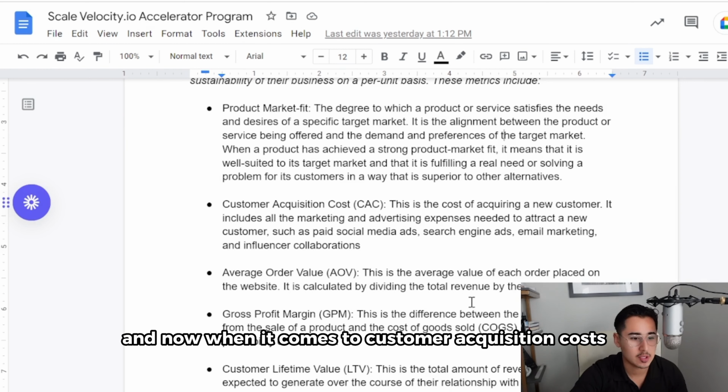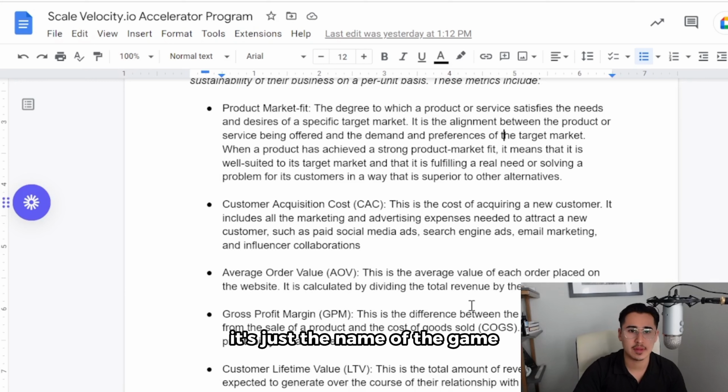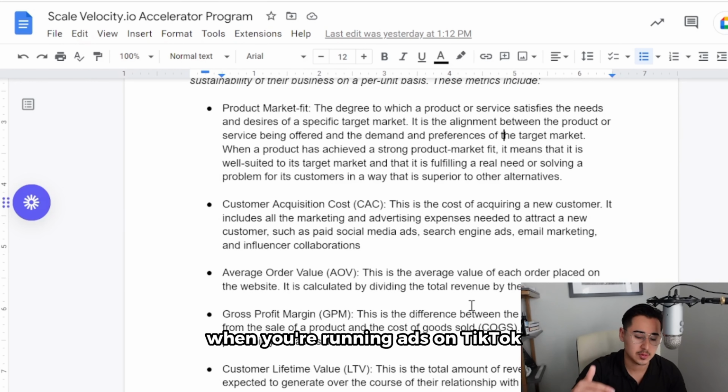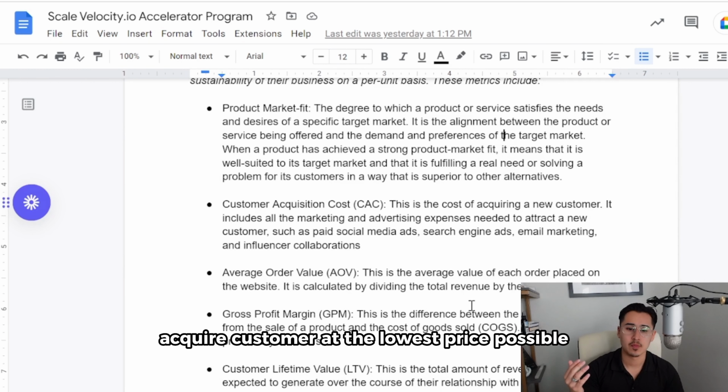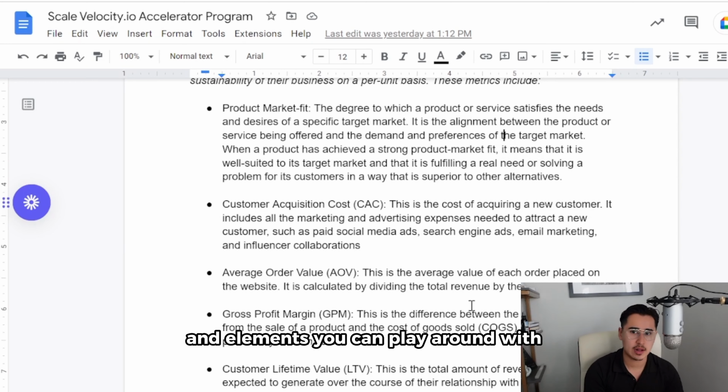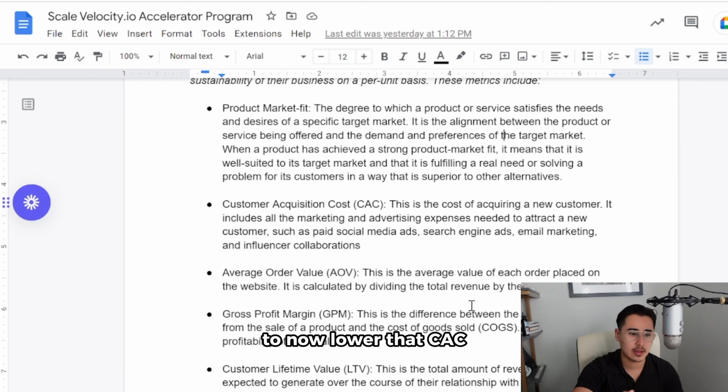And now when it comes to customer acquisition costs, it's just the name of the game when you're running ads on Facebook, when you're running ads on TikTok, right? The main objective is to acquire a customer at the lowest price possible. And there are ways and elements you can play around with to now lower that CAC, right?